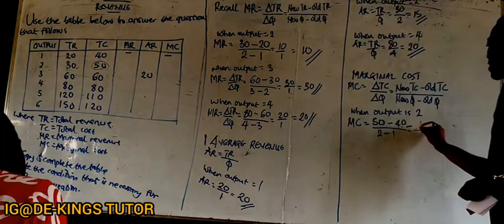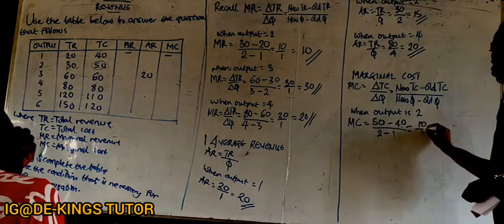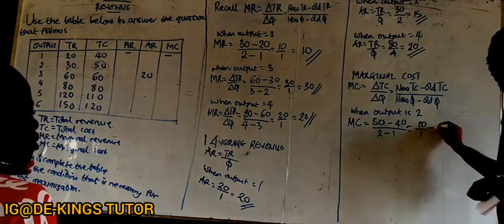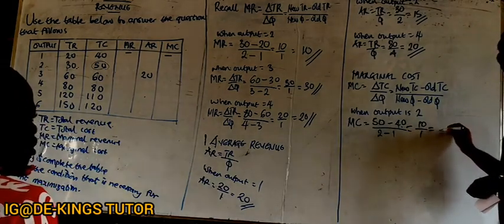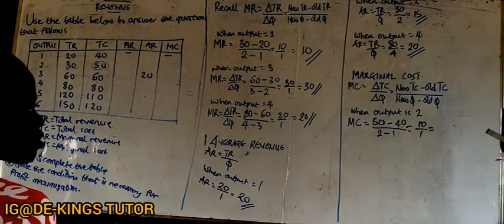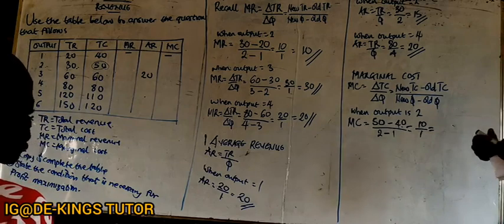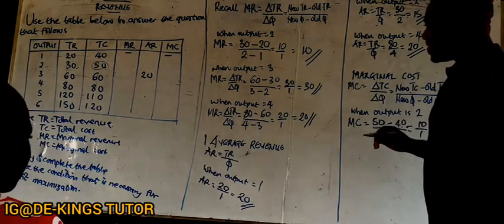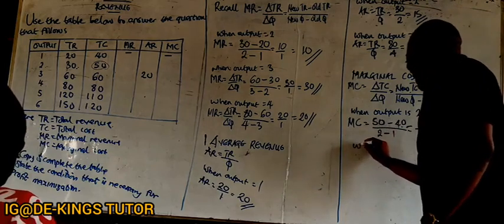So 50 minus 40 is what? 2 minus 1. 10 divided by 1. 10. 10 times 1 is 10. Times 2, 20. Okay, that's the first one.